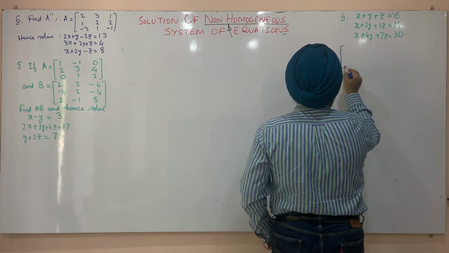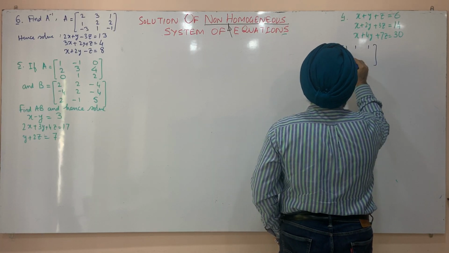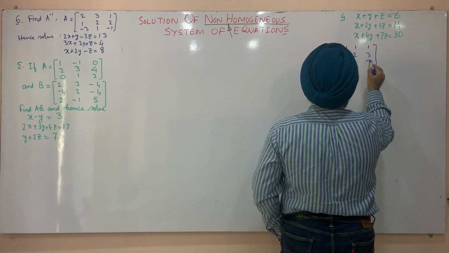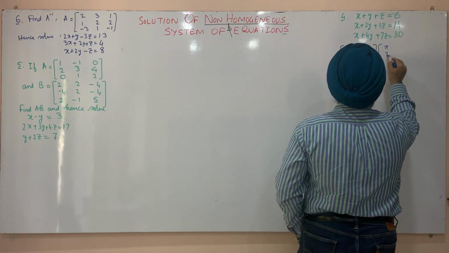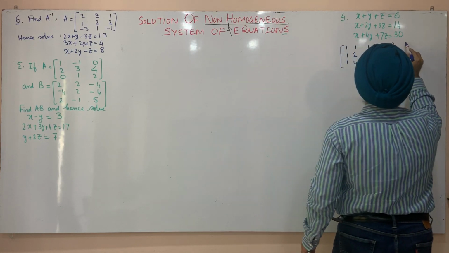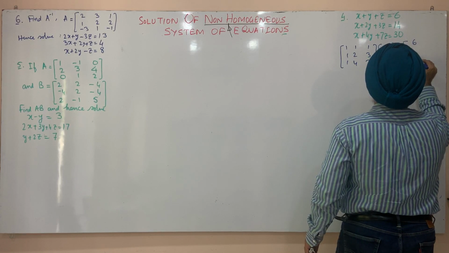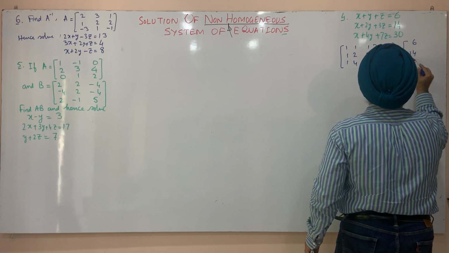Write this in matrix product form. 1, 1, 1. This is 1, 2, 3. 1, 4, 7. X, Y, and Z. This is equal to 6, 14, and this is 30.